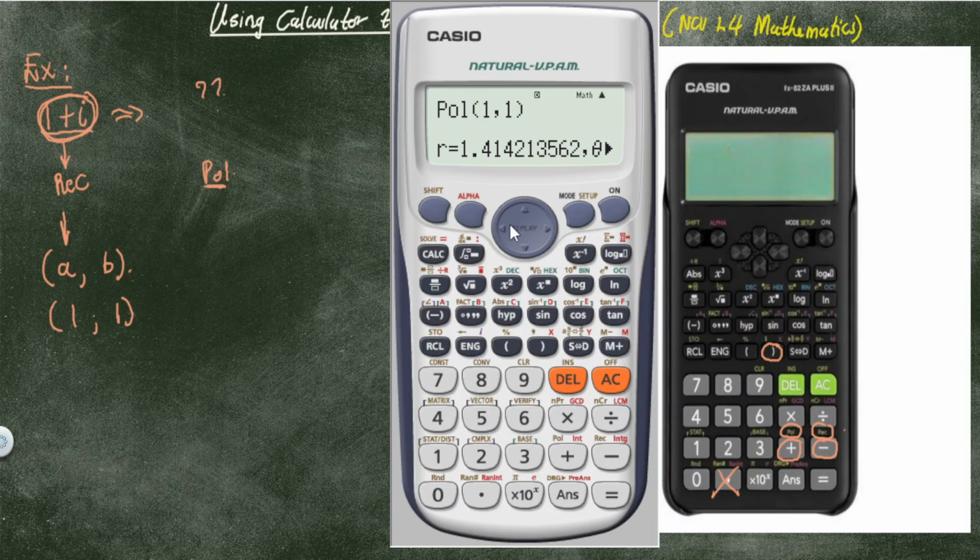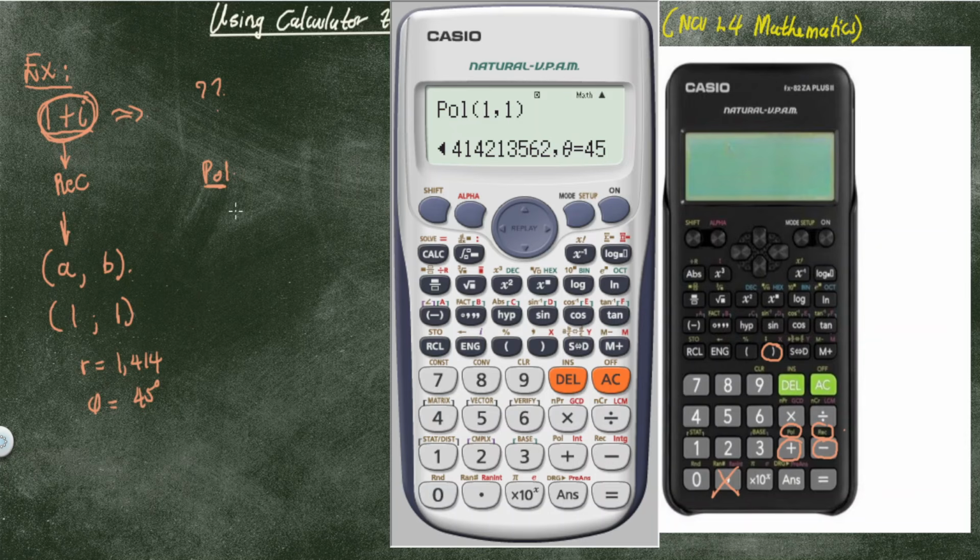The answer is this. R is equal to 1.414, which is the same as the square root of 2. Take your calculator and say square root of 2. You should obtain the same answer as this one. All right, and then theta, the argument, it's 45 degrees. It's the same value that we got before.